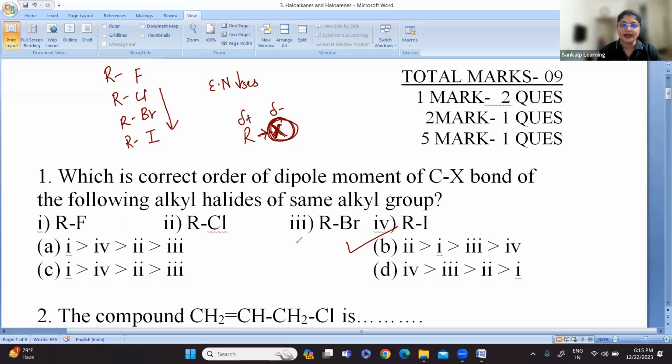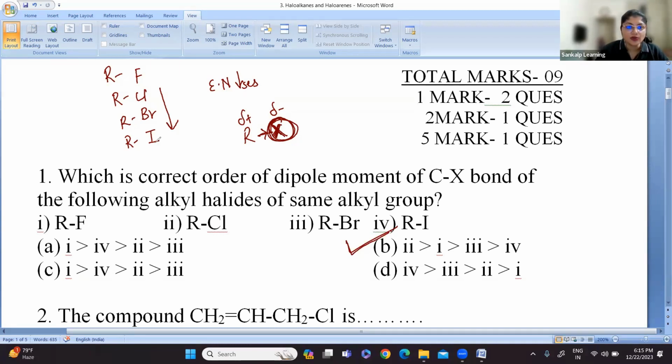So as the dipole moment decreases down the group, the size of the halogen atom increases, right? As you go down the group, the size of the halogen atom increases. So the dipole moment goes on decreasing. So this is the correct order. I hope the answer is understood. Is it clear? Yes.